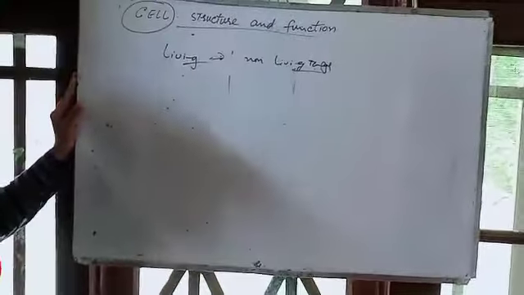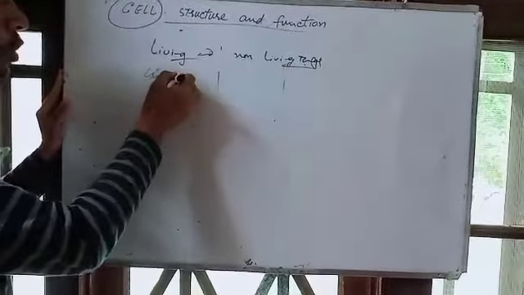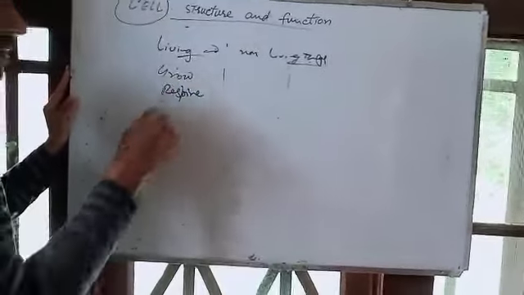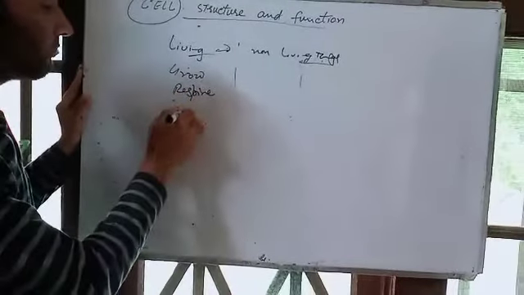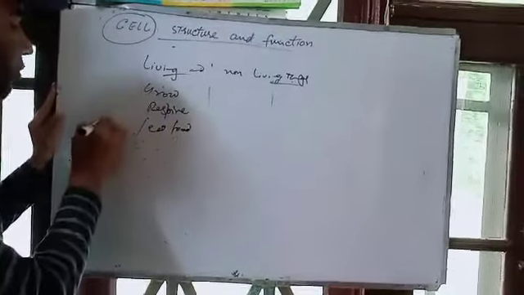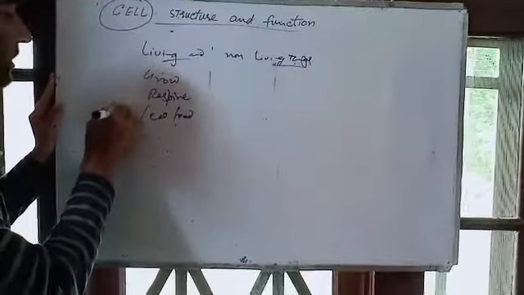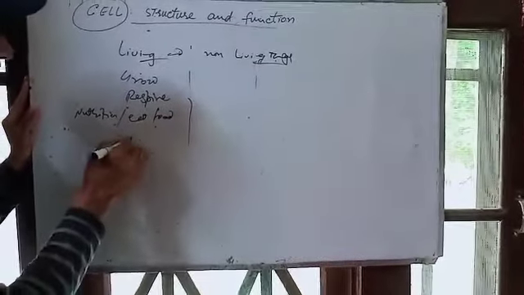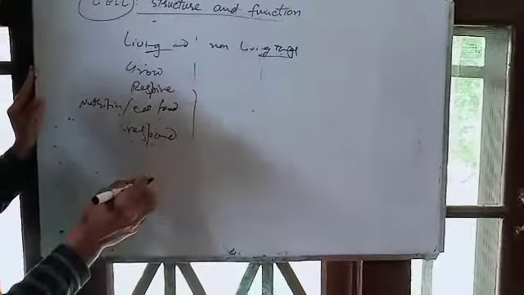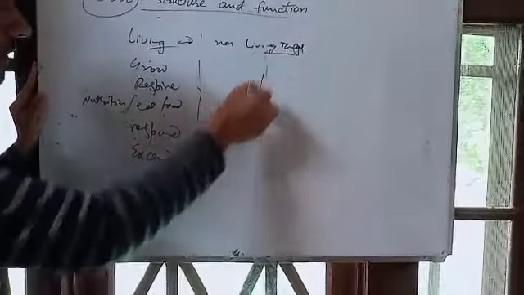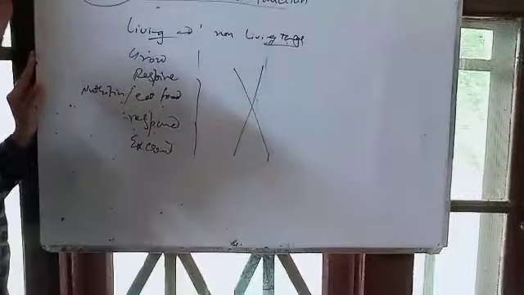Living and non-living things. Living things grow, they respire, they eat food or have nutrition, they respond, they excrete, and all these activities are not present in non-living things.